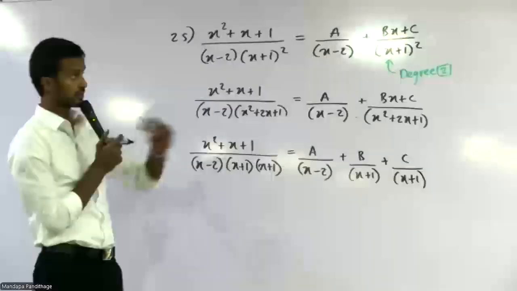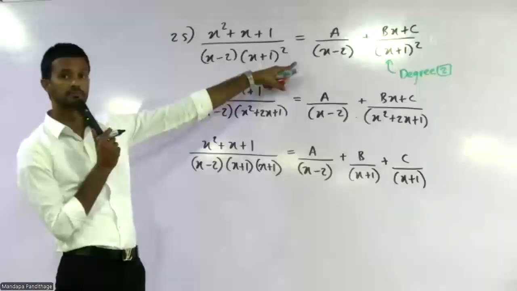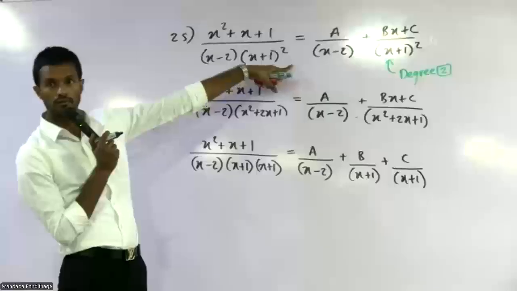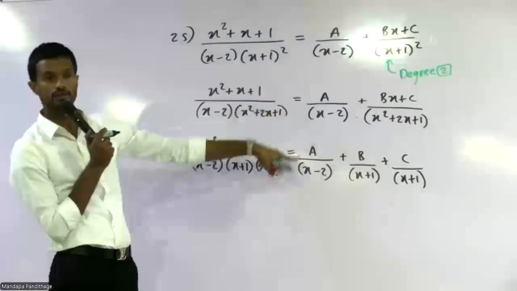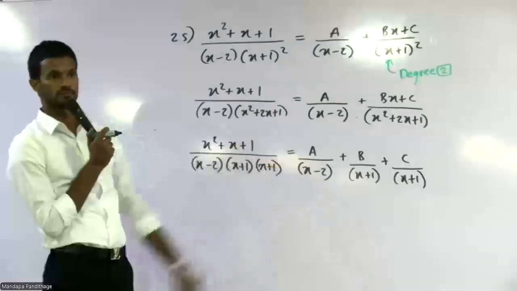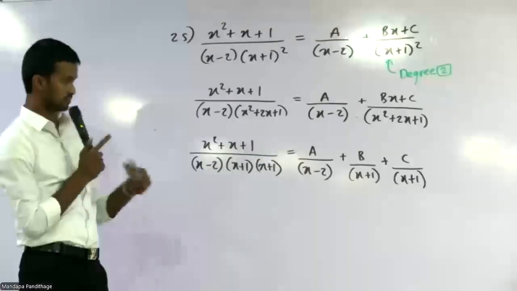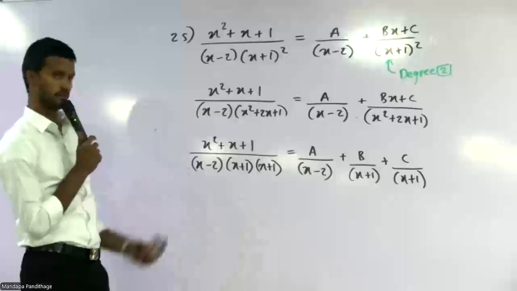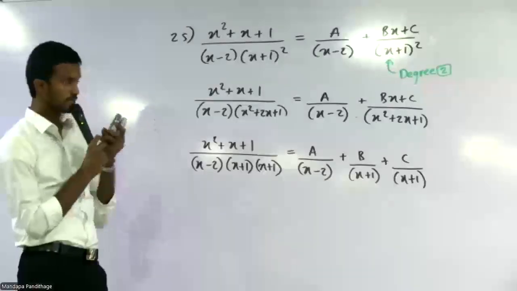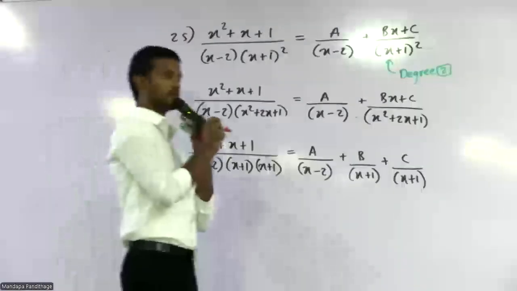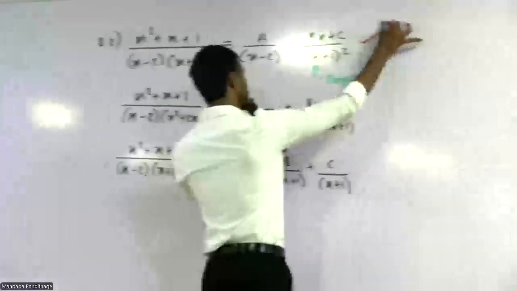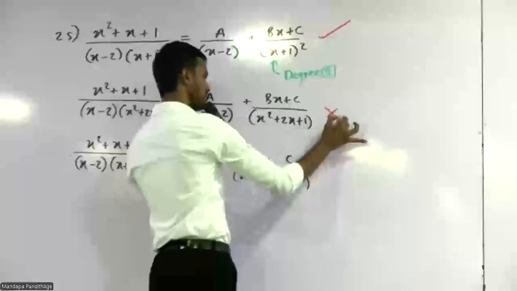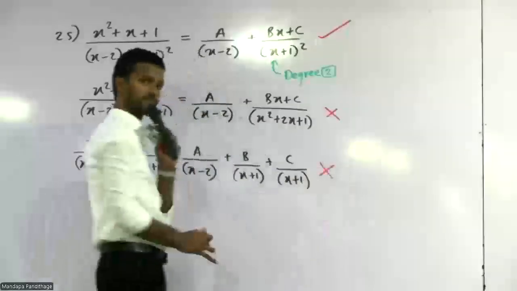Okay, hands up who wrote this first one. Okay, the second one. Third one. Okay, so majority have written in this one. So I'll tell one thing. According to the basic rule, this is correct, this is wrong, and this is wrong.